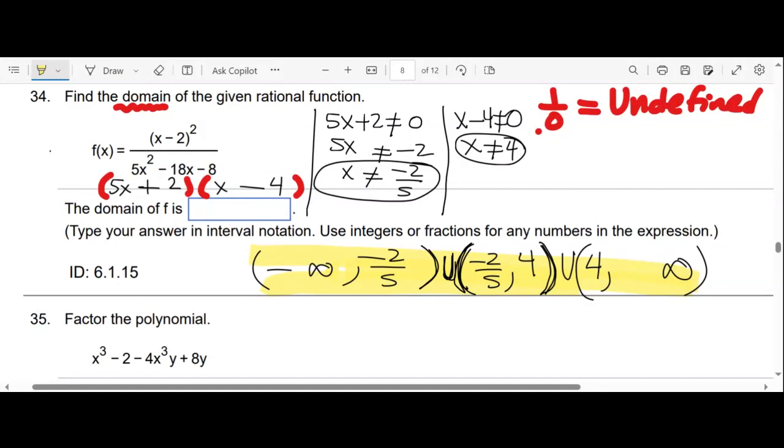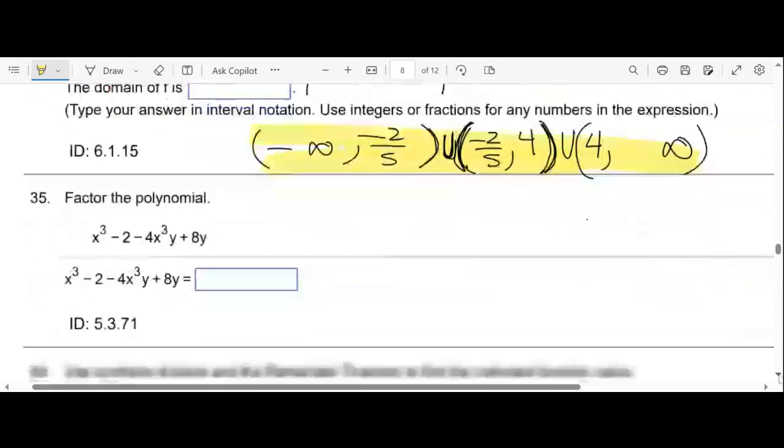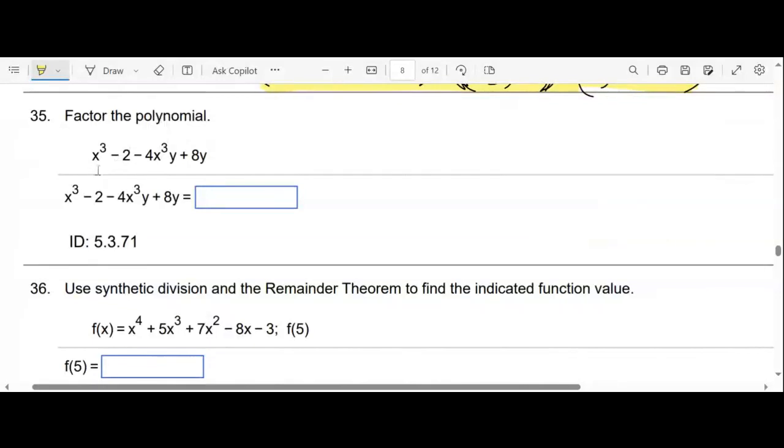Factor the polynomial. Okay, how many terms here? 4 terms. So what type of factoring is this when it's 4 terms? Grouping. Very good. You're a good boy.